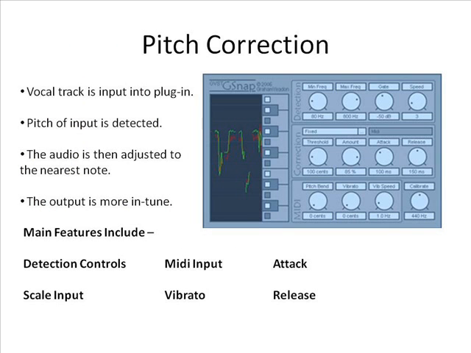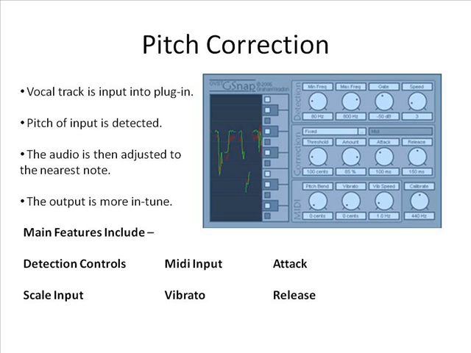Pitch correction is a process used in music production that detects the pitch of an audio signal and snaps it to the nearest semitone, allowing the user to correct slight errors in pitch from audio tracks. It is most popularly used in vocal tracks in Western music, though it can be used on any type of audio, as long as the pitch can be detected by the plugin.